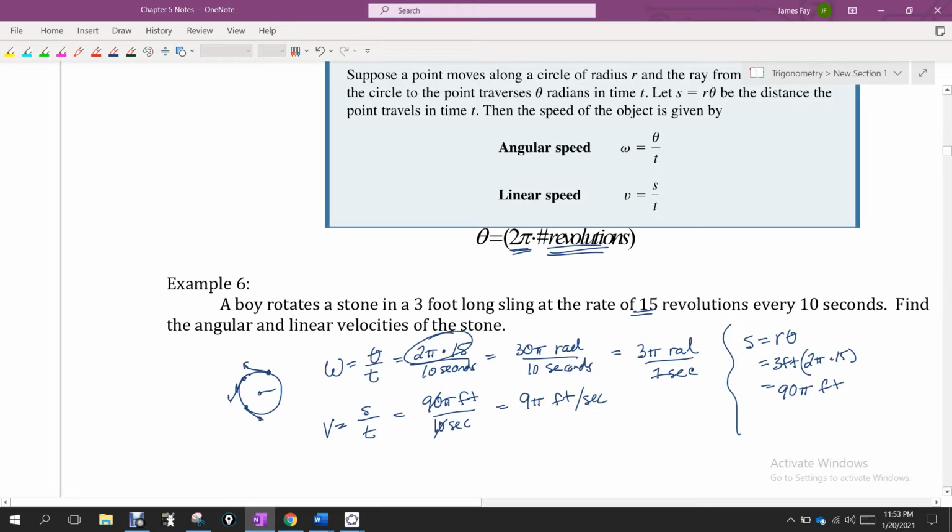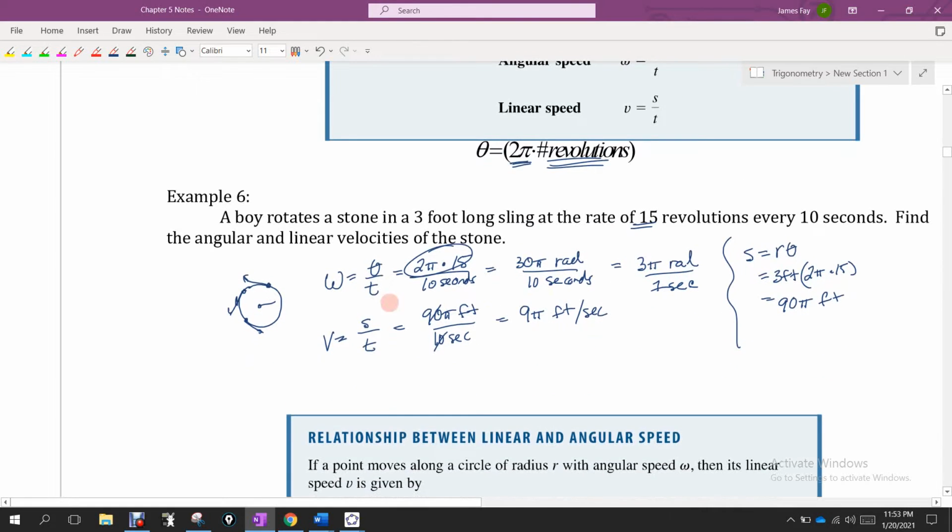Okay. Now, 9 pi feet per second, that might not be something that we're real accustomed to. How fast is that? 9 pi feet per second? That doesn't even make a whole lot of sense right off the bat if we think about it. But if we do this, 9 pi feet per 1 second, let's change this into something we're more comfortable with. We're more comfortable with miles per hour. So let's take feet and get that into miles.